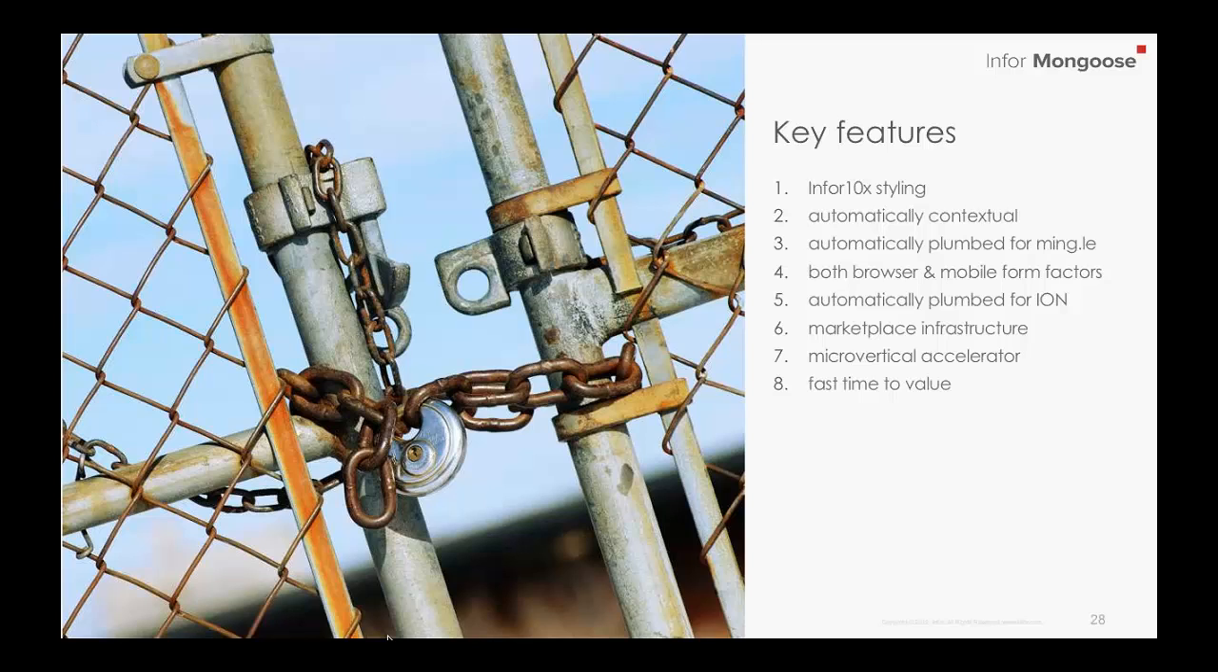It's automatically contextual, which we talked about. It's automatically plumbed for Mingle. You have both browser and mobile form factors. One of the nice things about Mongoose is there's no compiled code. So if you build a form, it's automatically ready to be rendered out on the web if need be. You don't have to do any special compiling. You don't have to do any changes to make it work from web to full desktop. It's just there ready to render for you. We're also automatically plumbed for ION.